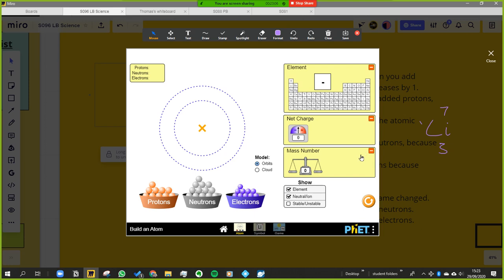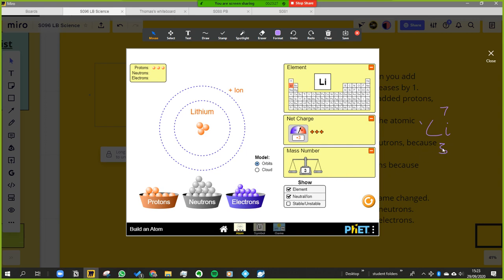I know I've got to make a mass number of 7. I know I've got an atomic number of 3. If it's got an atomic number of 3, it must have 3 protons. So 1, 2, 3. It says lithium, and the mass number is 3 because protons have a mass number of 3. Oh, sorry, protons have a mass number of 1.